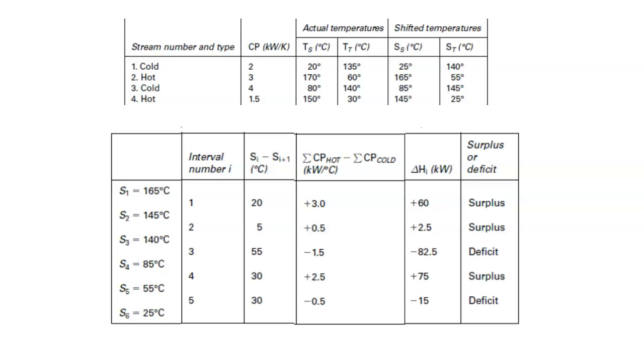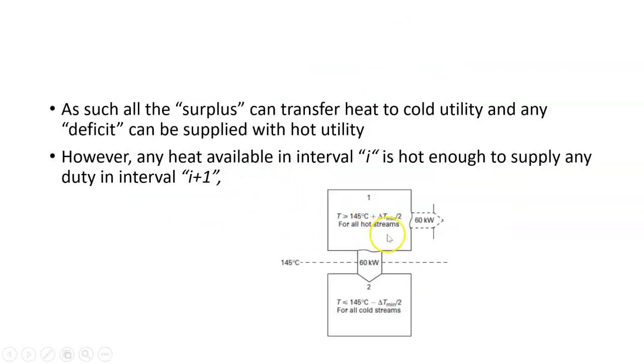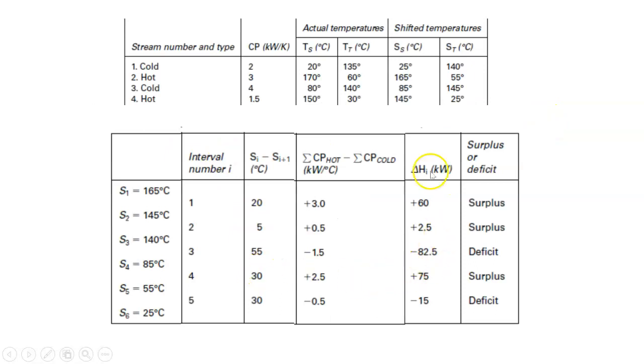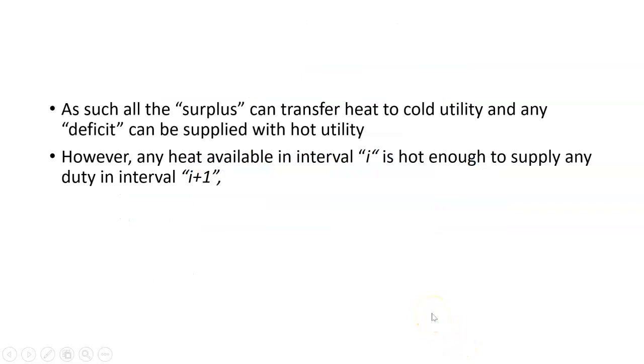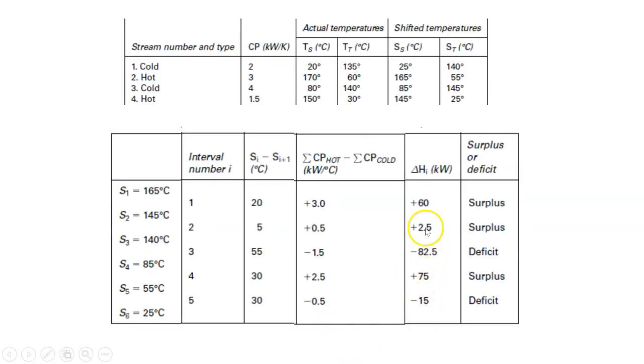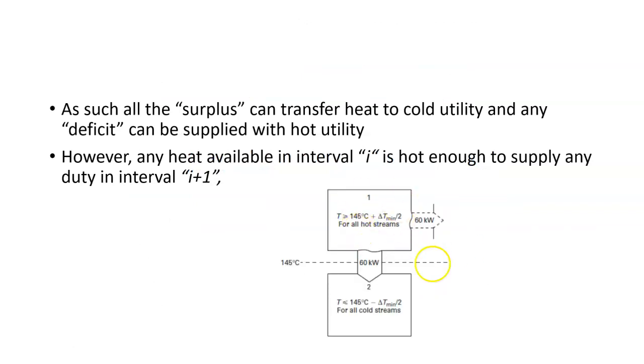Now let's say these are the surplus and deficit. So this is what I said, that all the surplus can transfer heat to cold utility and any deficit can be supplied with hot utility. So I can do that. I can directly give minus 82.5 here and I can pass that on till the last interval and then that can go to cold utility. But any heat available in interval I is hot enough to supply any duty in interval I plus 1. That means I can always supply this 2.5 here. So I can always transfer heat like this or I can use utility.